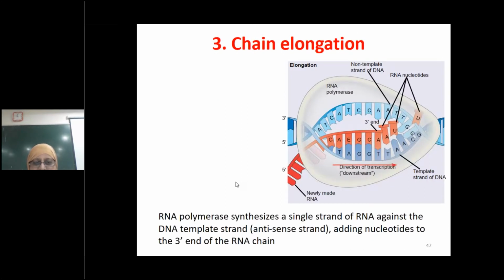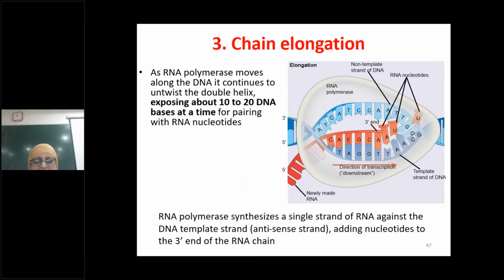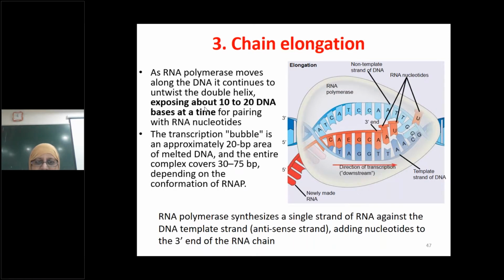Here we can see that as the RNA polymerase moves along the DNA, it will continue to unwind the double helix, exposing about 10 to 20 DNA bases at a time. When it moves to the next one, what will happen? The previous DNA will rewind itself, and the next part will unwind to continue increasing the length of the RNA. So it will expose another 10 to 20 DNA bases at a time for pairing with the RNA nucleotides, and the RNA strand will further lengthen.